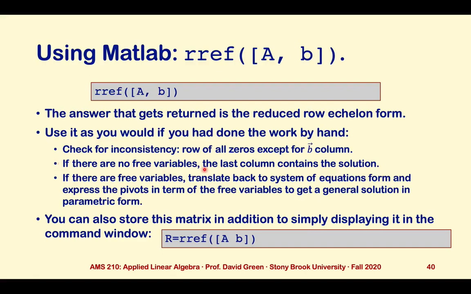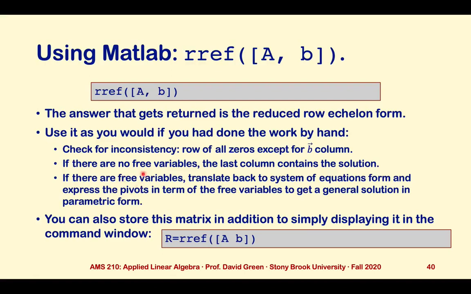Are there any free variables? Remember: identify your coefficient block, count your pivots, and ask, are there free variables? If there are no free variables, then the last column contains the solution. If there are free variables, we need to express the pivots in terms of the free variables to get a general solution in parametric form.